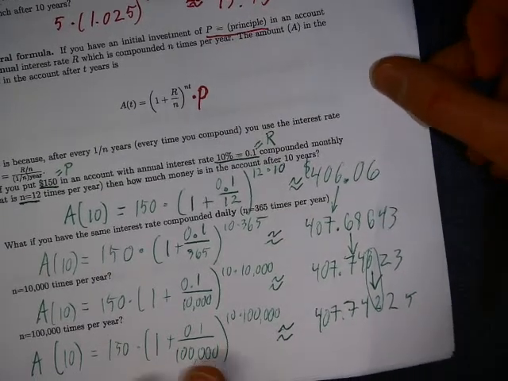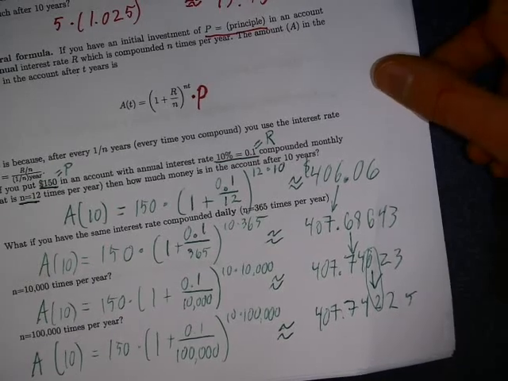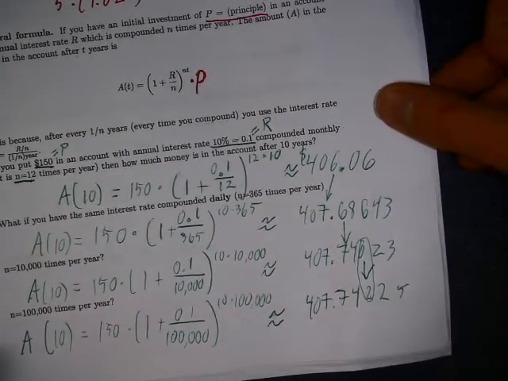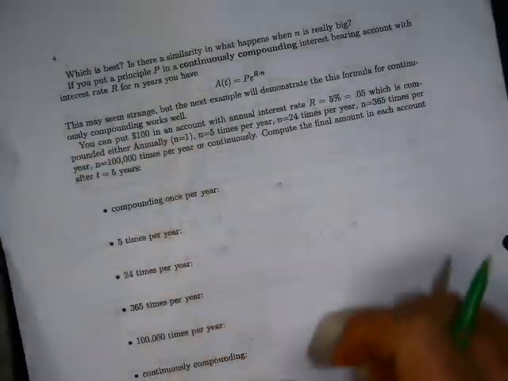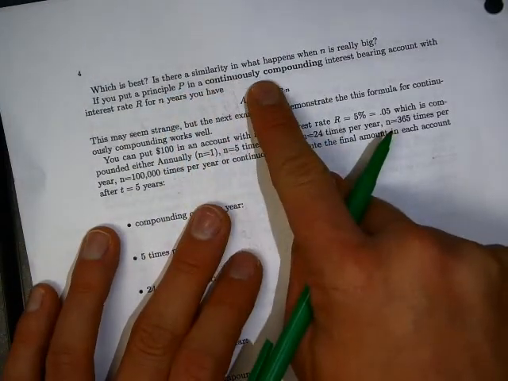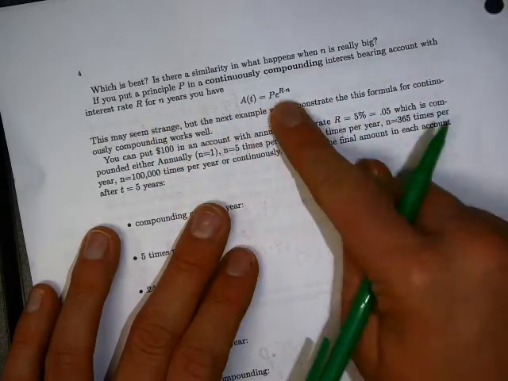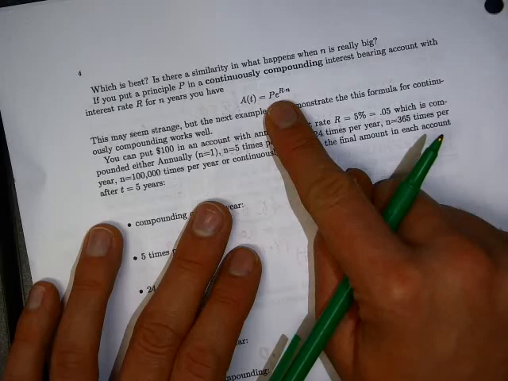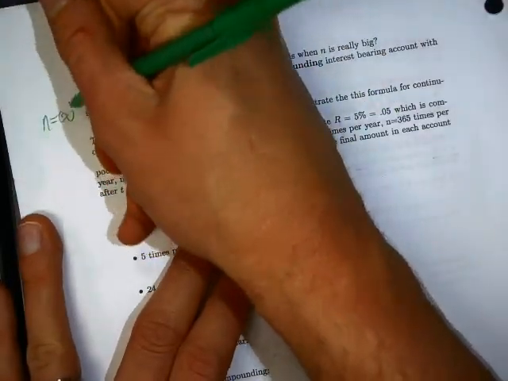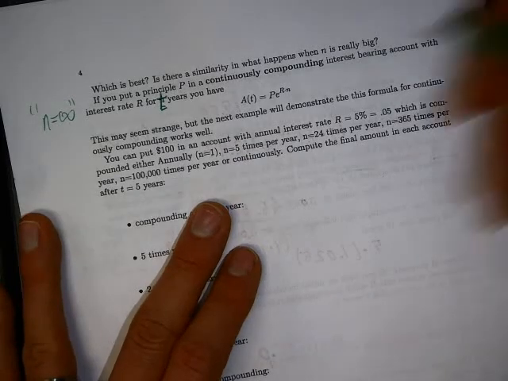This is suggestive that maybe there's a best we can possibly do, no matter how many times we compound the interest. There's an upper bound on how big a difference it will make. And there is. In fact, we get the following formula. So if you put some initial principal P in a continuously compounding interest-bearing account with interest rate R for t years, so this is like n equal to infinity. I'm going to compound it absolutely every moment.